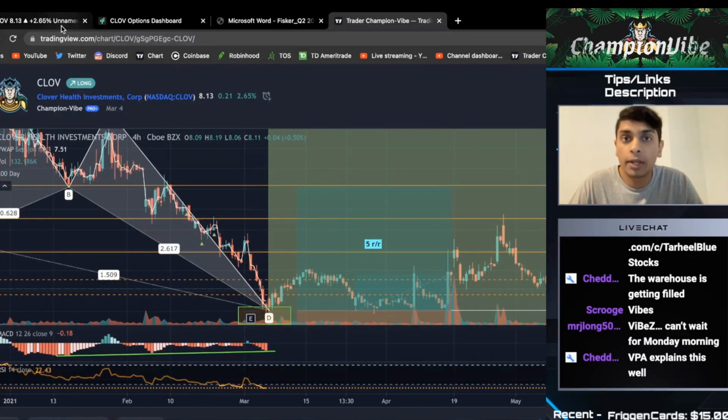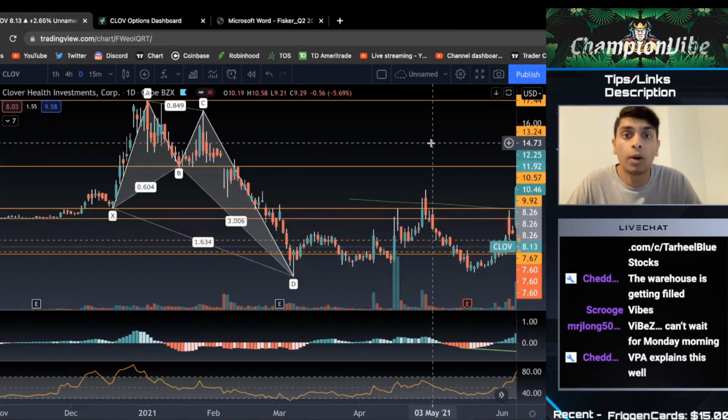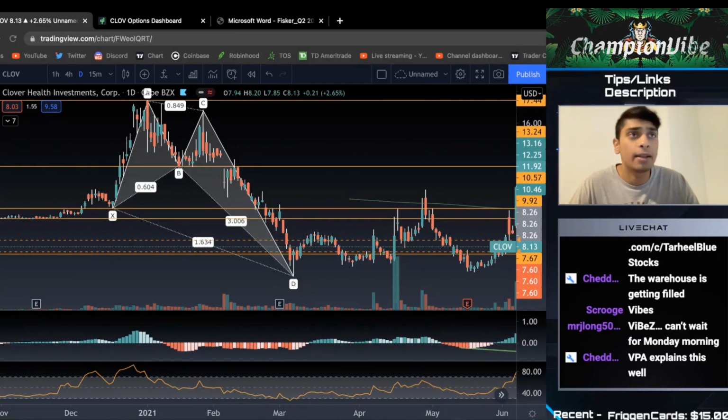But yeah, we have another bullish crab. It's a much smaller one and it's on the 4-hour, not the daily, but same exact pattern, just in case anybody doesn't know what harmonics are in the chat.